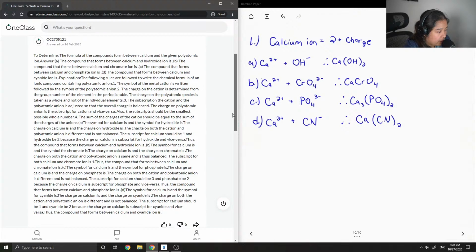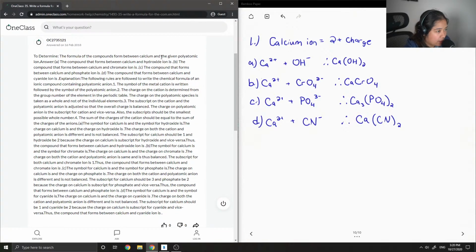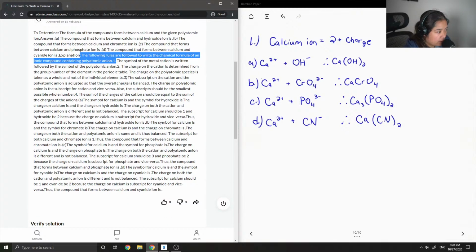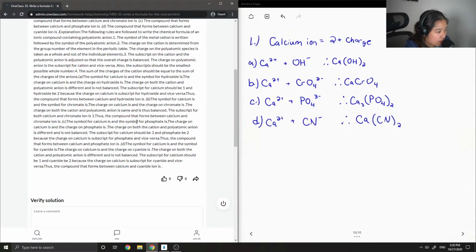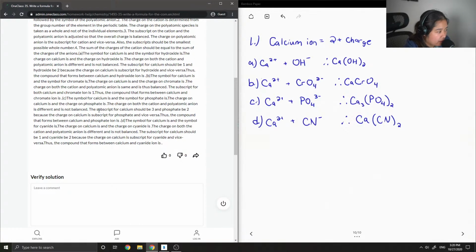It looks very long. The formula of the compounds formed between calcium and the given polyatomic ion. It doesn't look like they actually wrote down the answer. They just have the rules, which is all correct, but they don't actually write down any of the answers. It kind of looks like a fill in the blank thing. They have a lot of the background done, and they talk about the different charges and what the subscript should be.